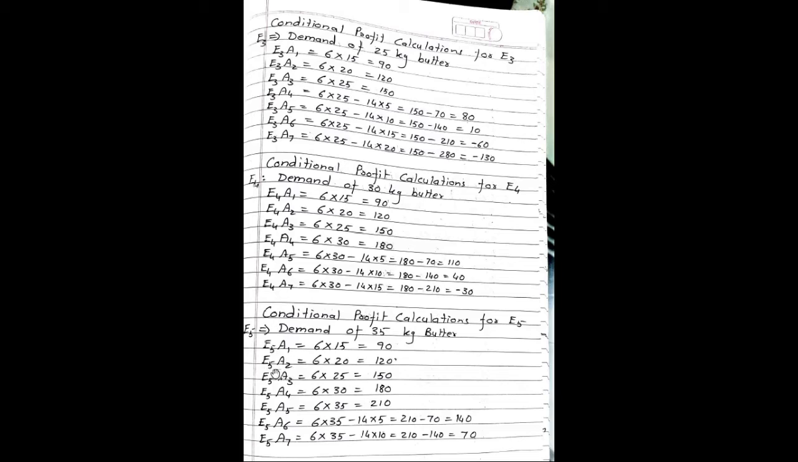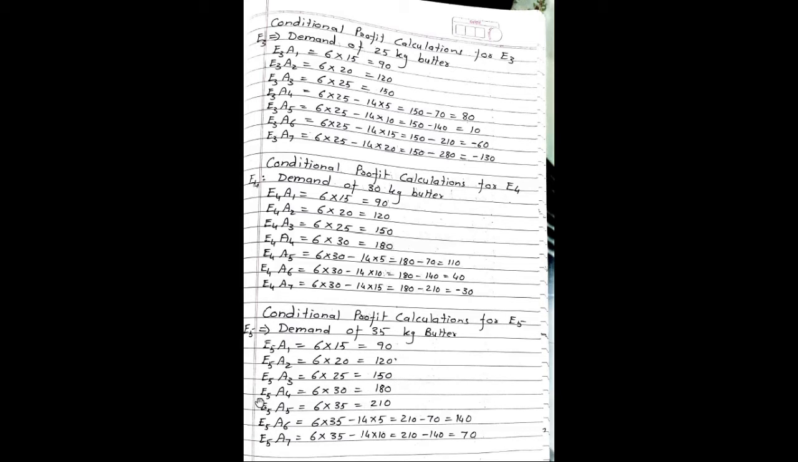E5, A2: demand is for 35 kg but stock is only 20 kg with us. So 6 into 20, answer becomes 120. E5, A3: stock of 25 kg only. So 6 into 25, answer becomes 150.